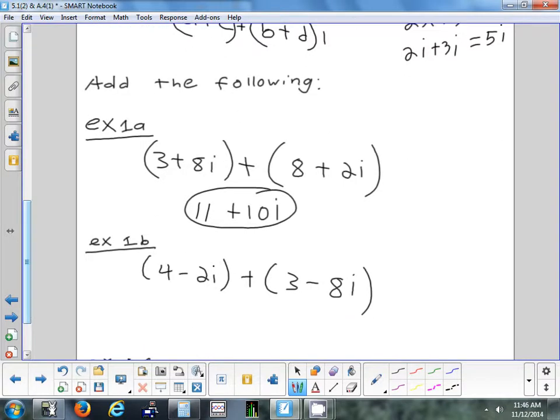Addition and subtraction are the easiest ones. Multiplication's a little harder. Division, it's a little harder. But we'll talk about those later.